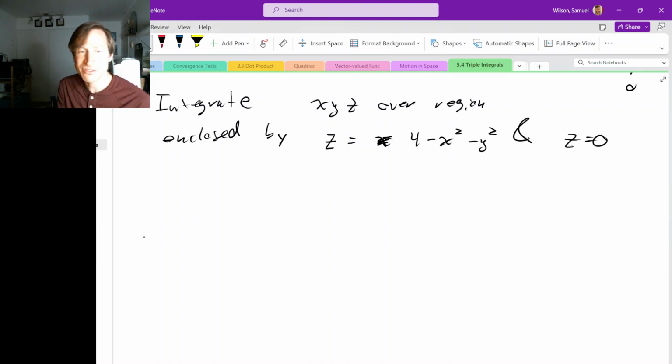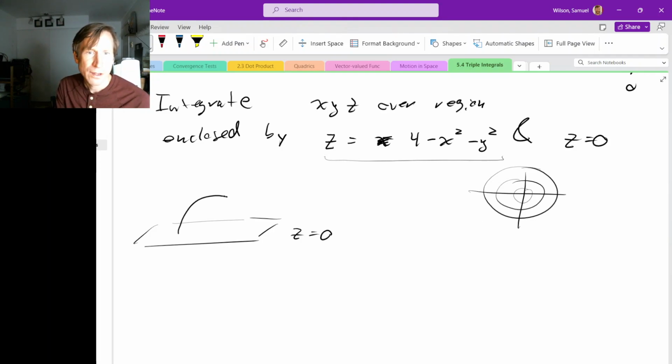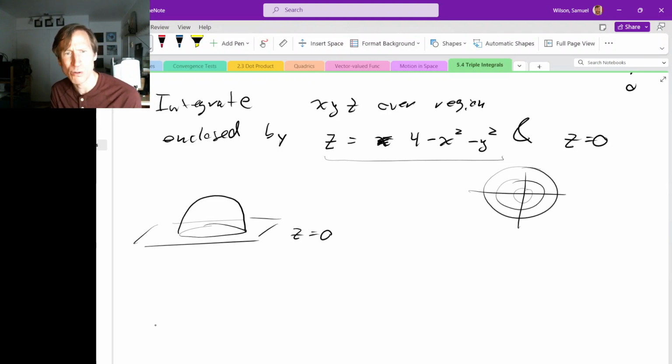So we know what z equals 0 is. That's just the xy plane. Z equals 4 minus x squared minus y squared. You might need to look at some cross sections to figure out what shape this graph is. If you make a quick contour plot, you'll see that the cross sections are all circles. In fact, they're like this. So it's one of these upside down parabolic bowl things.